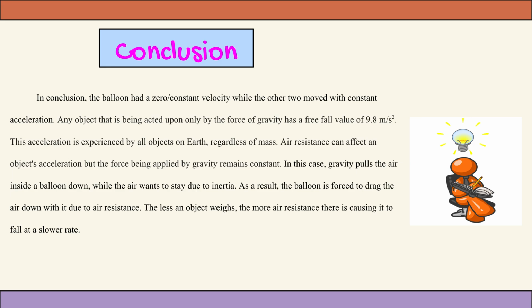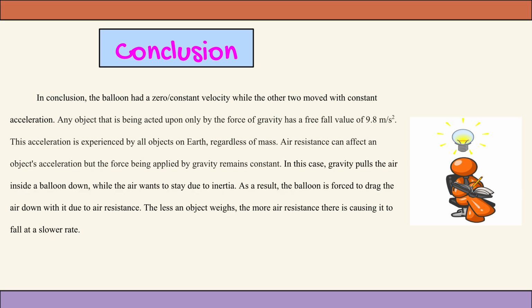In conclusion, the balloon had a zero constant velocity while the other two moved with constant acceleration. Any object that is being acted upon only by the force of gravity has a free fall value of 9.8 m/s². This acceleration is experienced by all objects on Earth, regardless of mass. Air resistance can affect an object's acceleration, but the force being applied by gravity remains constant.